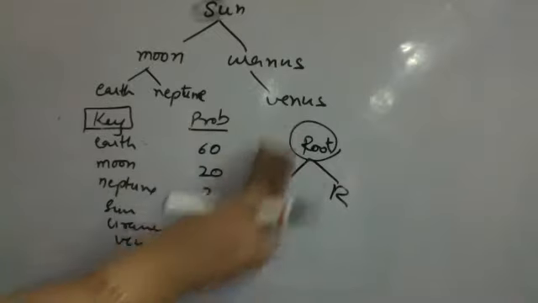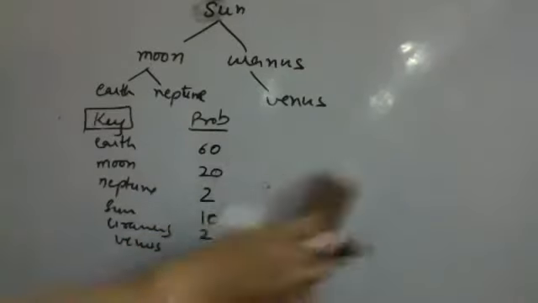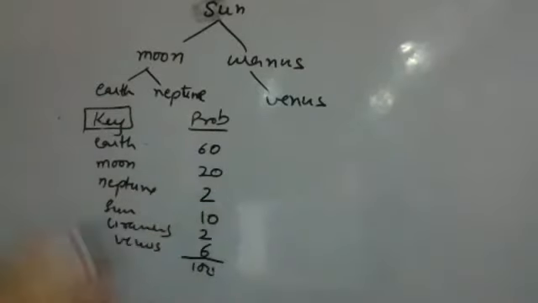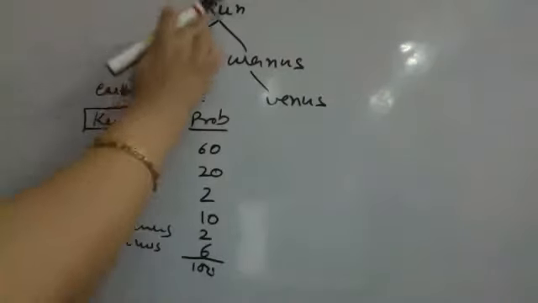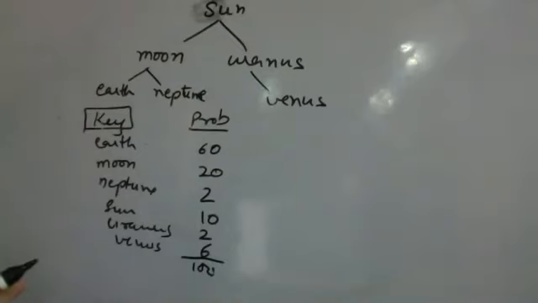So out of 60 searches, whenever Earth is being searched, it will take 3 comparisons to reach it. Yes or no?